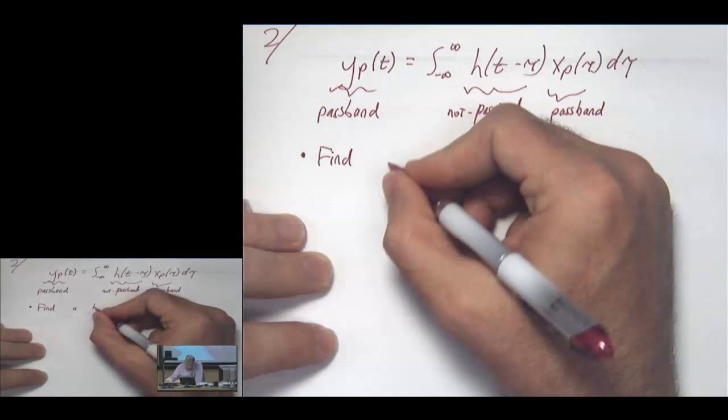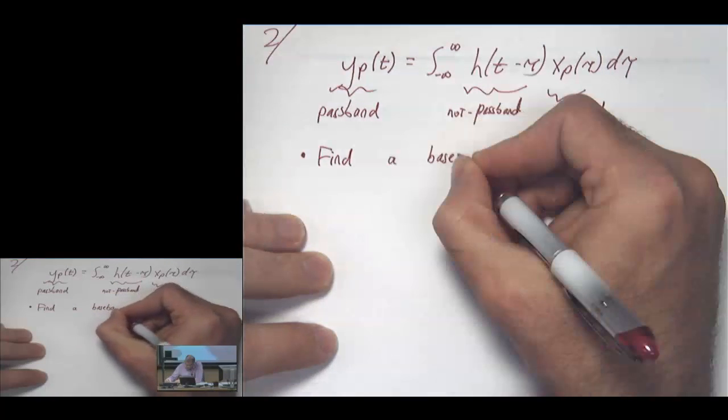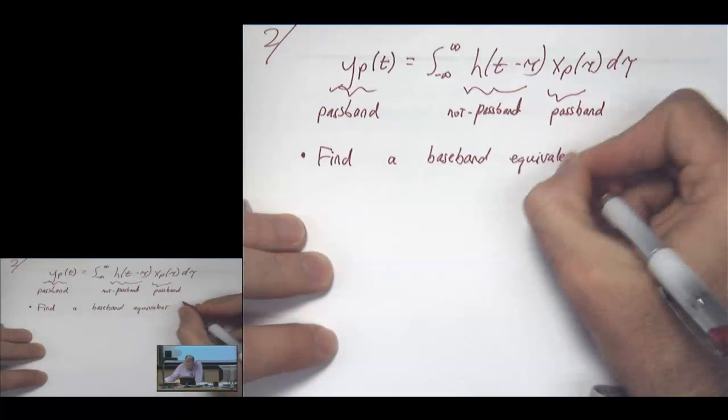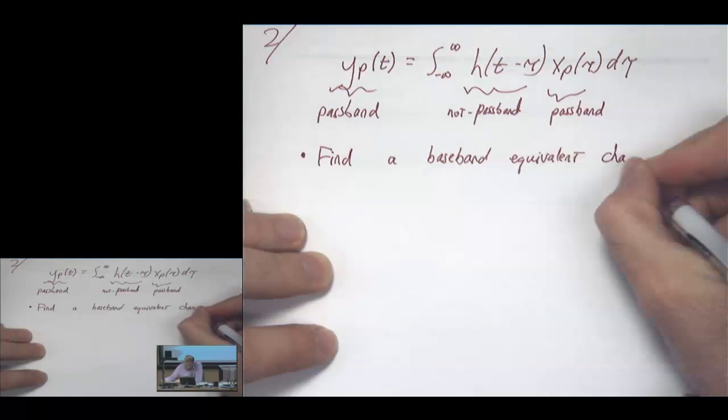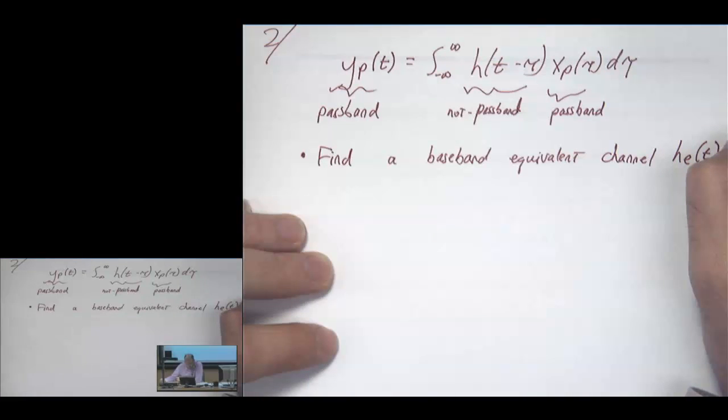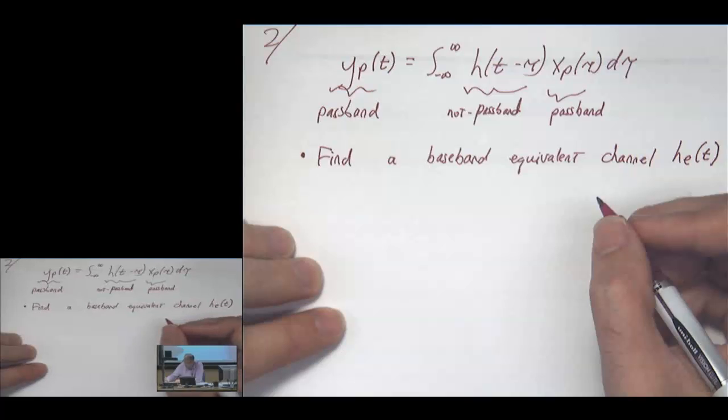a baseband. This is a complex baseband equivalent channel impulse response H sub E of t. So it's not B, it's actually E, and there's a reason for that. It's not just me messing with the notation.